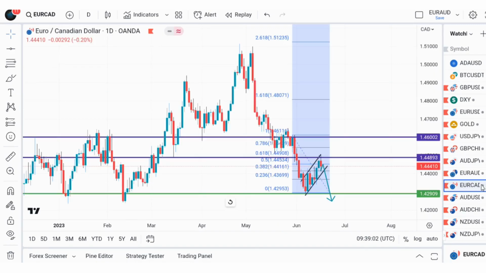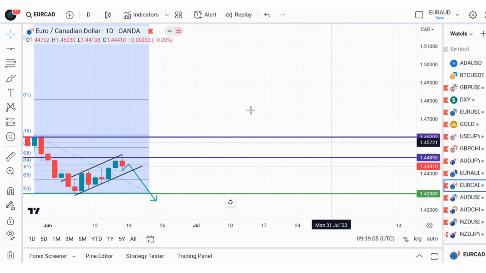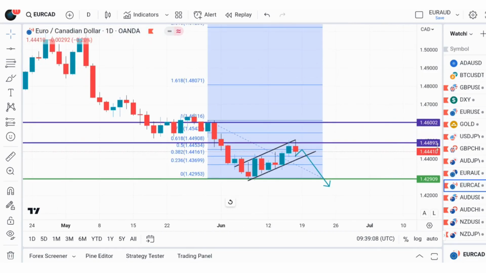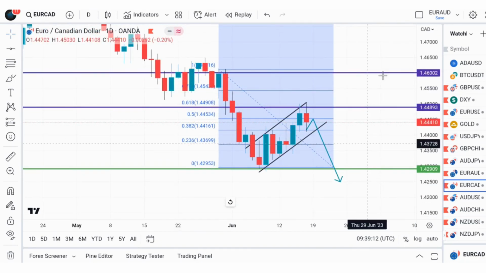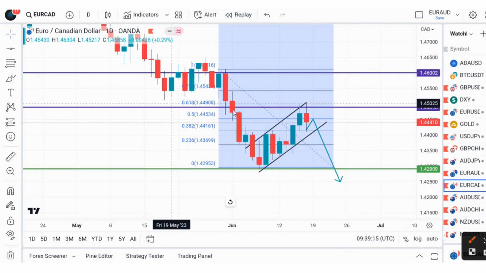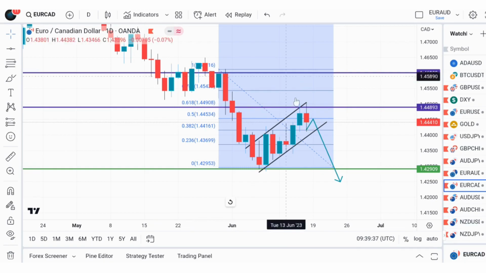The next one we want to check is Euro Canadian dollar. Now we're waiting for a rejection at this area, because if we put the Fibonacci retracement, it tells us the market actually rejected at the 61.8 level right here. After it rejects, if we see a bearish candle close at this area, then we should see Euro CAD back to 1.42909. But if we see a bullish candle close on Monday, then it should take us back to this particular high. But my overall bias is to the downside.